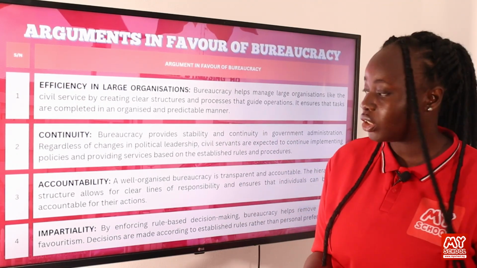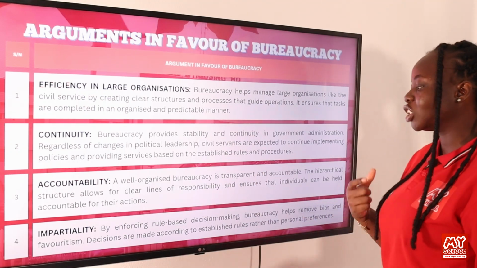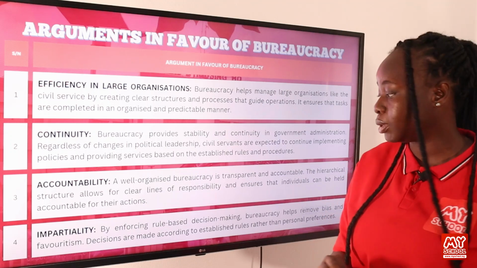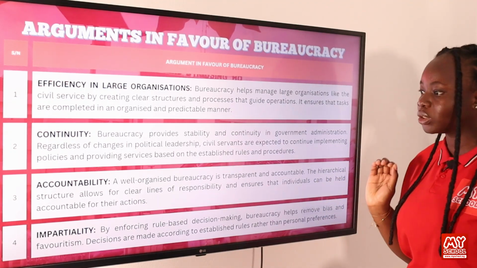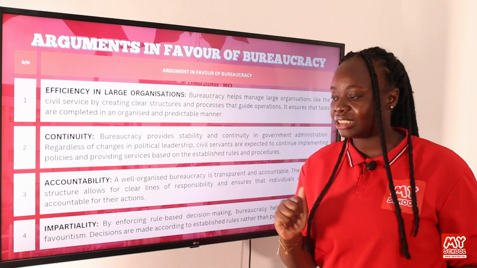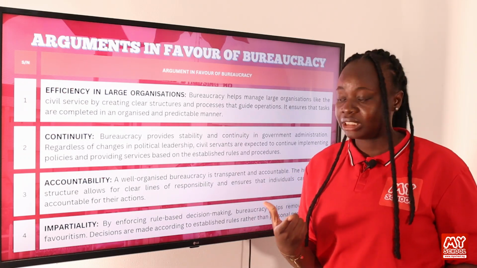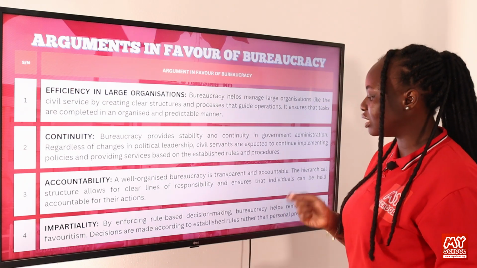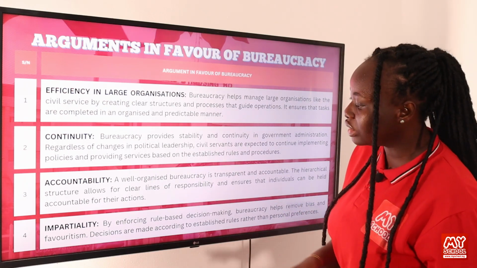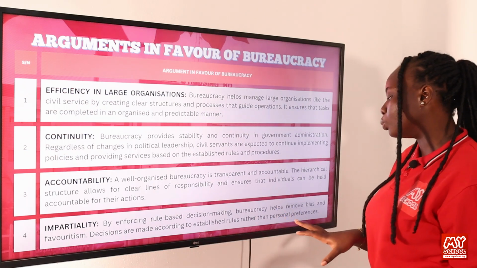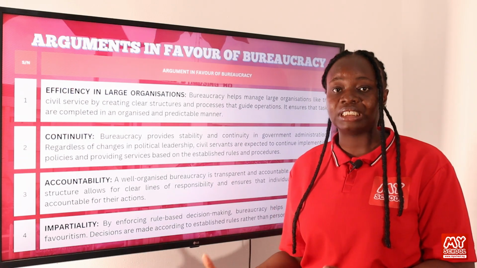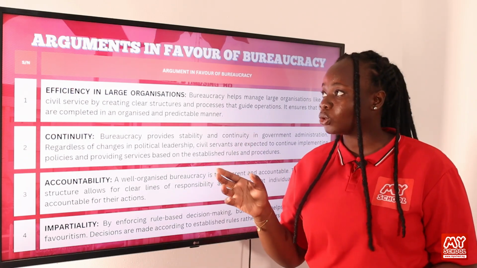Also, there is a need for accountability. A well-organized bureaucracy is transparent and accountable. The hierarchical structure allows for clear lines of responsibility and ensures that individuals can be held accountable for their actions. Also, the idea of impartiality is the reason why bureaucracy is important. By enforcing rule-based decision-making, bureaucracy helps remove bias and favoritism. Decisions are made according to established rules rather than personal preferences. So there is the existence of objectivity in the Nigerian civil service as a result of this system.